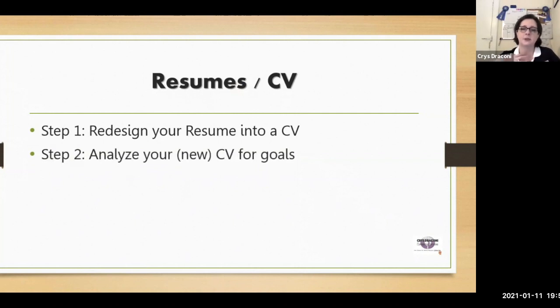Then analyze your brand new CV for the goals that you have. What have you done? What have you enjoyed? Maybe what do you want more experience of? And what haven't you done enough of?